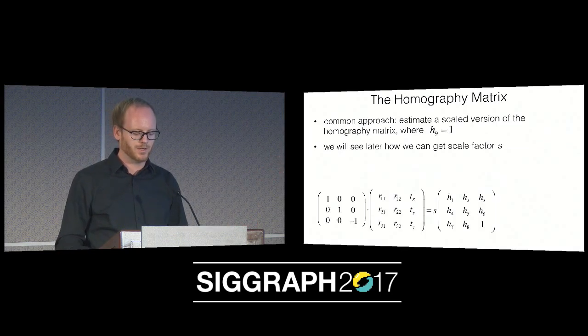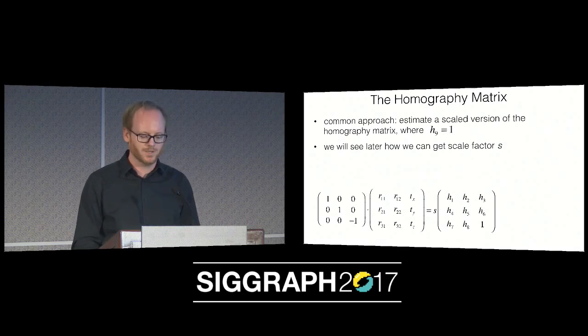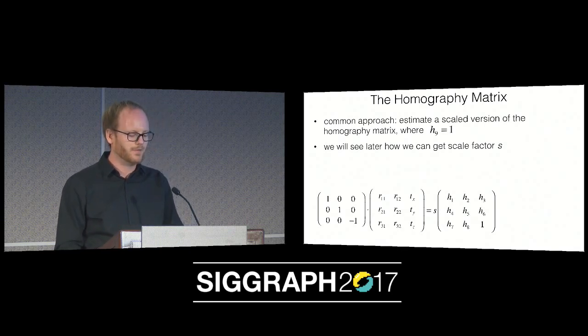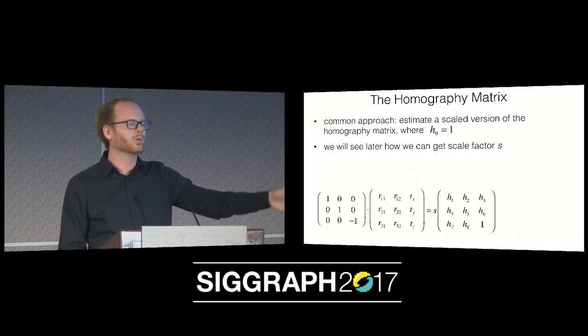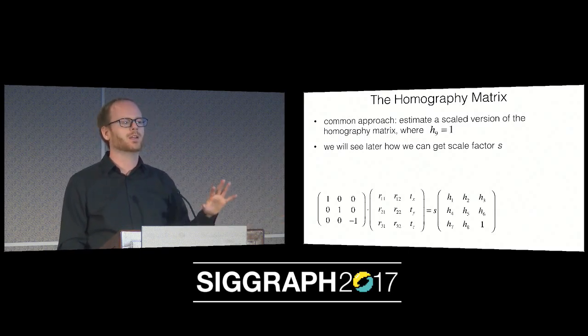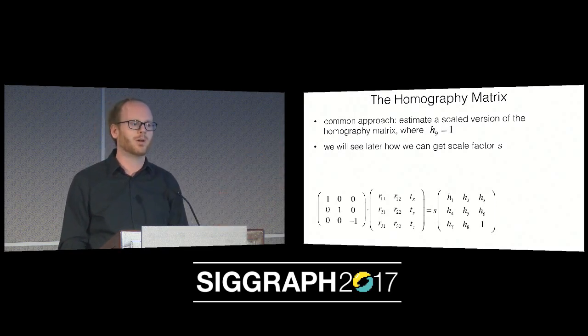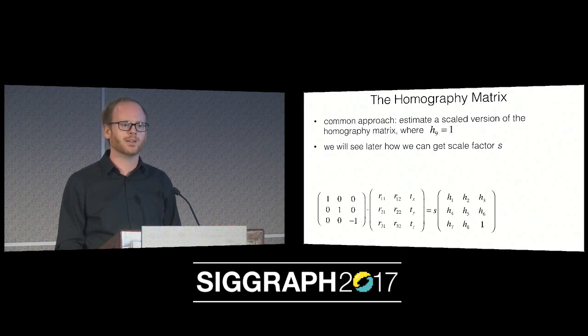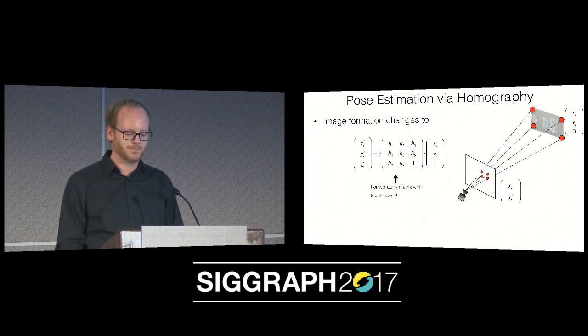So what we're going to be doing, and this is a standard trick in 3D computer vision, is we're going to set the 9th value of the homography matrix to 1, and we're just going to ignore the scale factor for now, and then we can estimate the remaining 8 parameters first and then estimate the scale parameter later. So I hope this is reasonably clear. Again, there are course notes online that you can read all of this up in detail. So we're going to be estimating these 8 homography matrix elements in the following.